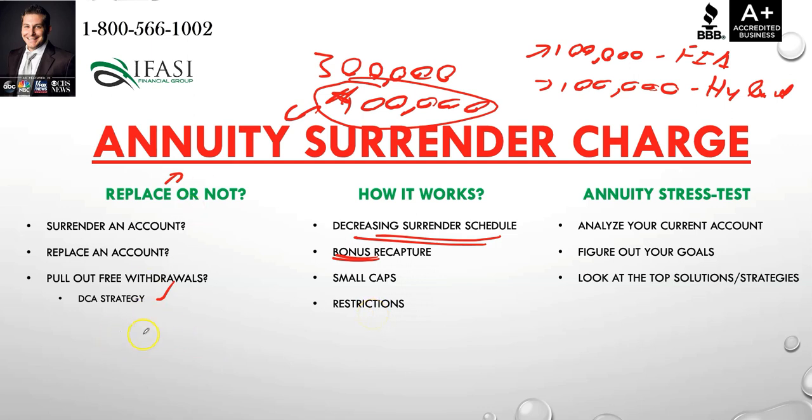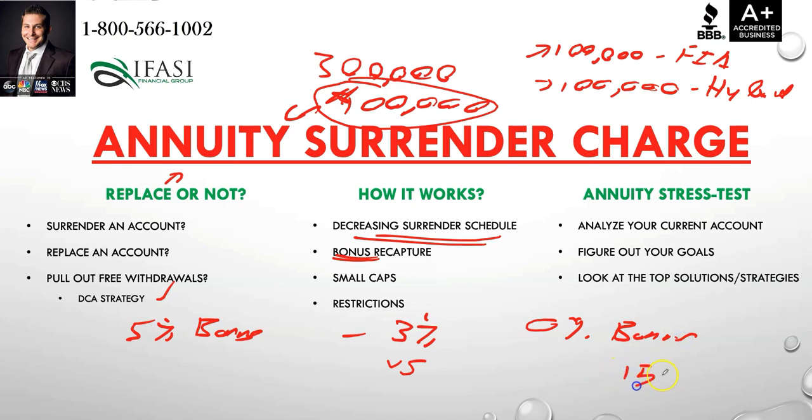As an example, let's say somebody's in a product that's going to give you a 5% bonus, but their cap rates are at 3%, versus another company that's giving you no bonus, but their cap rates are sitting at 15%. Which one's a better product? Well, it all depends. Are these indexes identical?